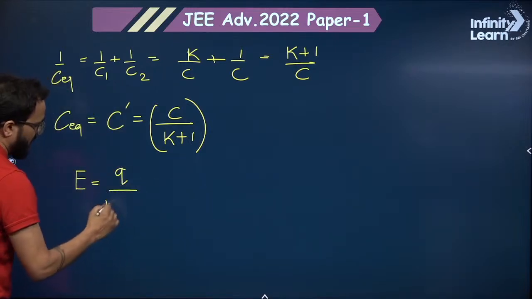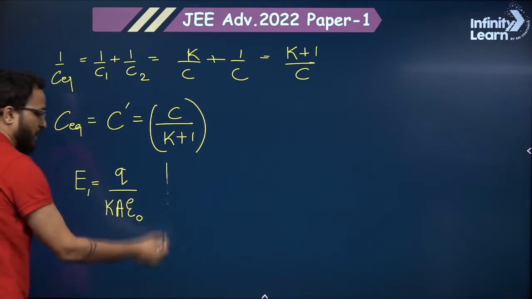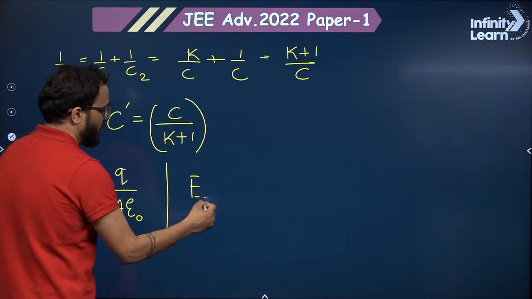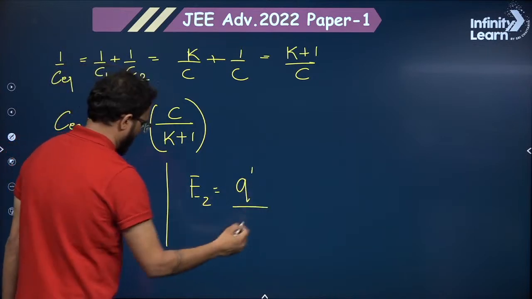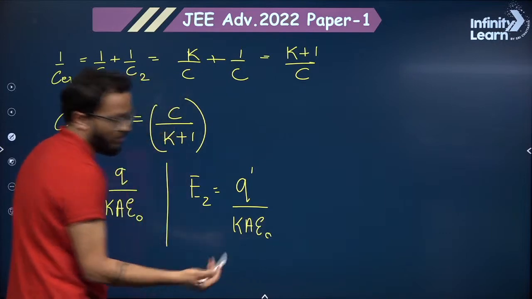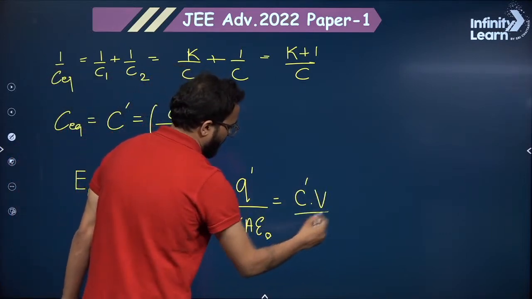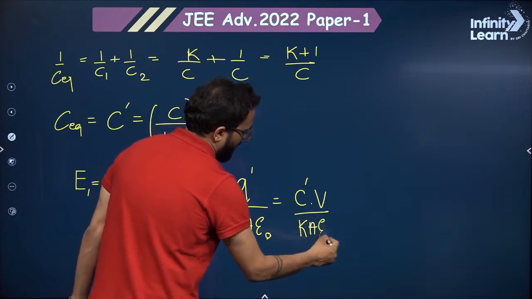Q by K A epsilon naught. Okay, E1 in the first case. Second case, E2 will be how much? Q dash upon K A epsilon naught. And what is Q dash? Q dash will be C dash into V upon K A epsilon naught.